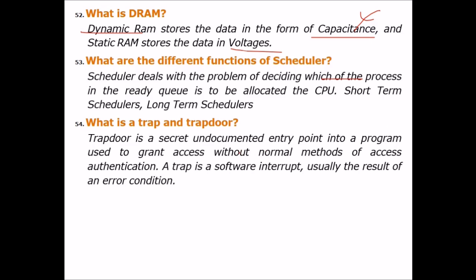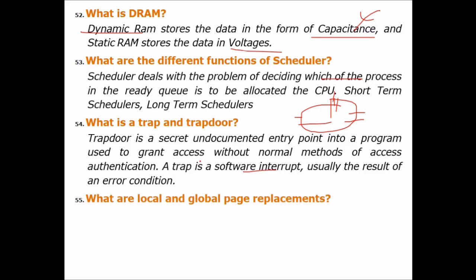What is trap and trapdoor? A trapdoor is a secret undocumented entry in a program used to grant access without normal methods of access authentication. So if this is your gate, this is your backdoor gate, you have some point here from where somebody can infiltrate. This is a trapdoor. While a trap is a simple thing, it's a software interrupt, usually the result of an error condition.